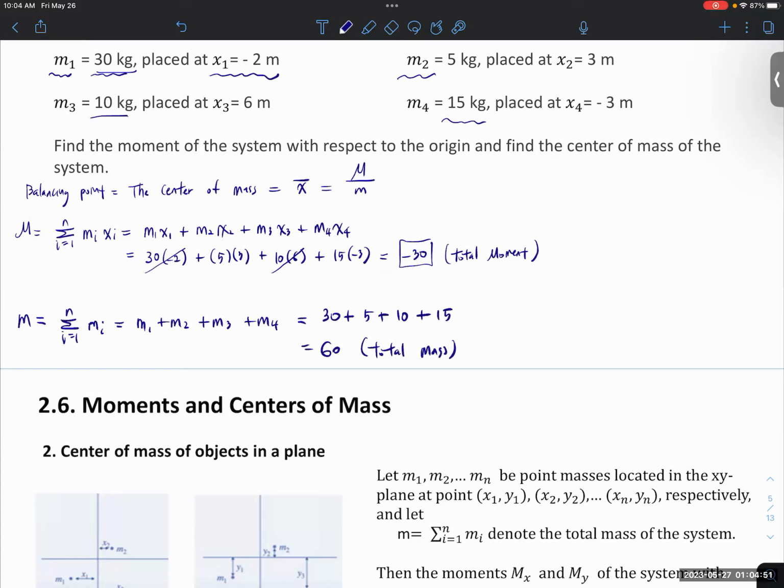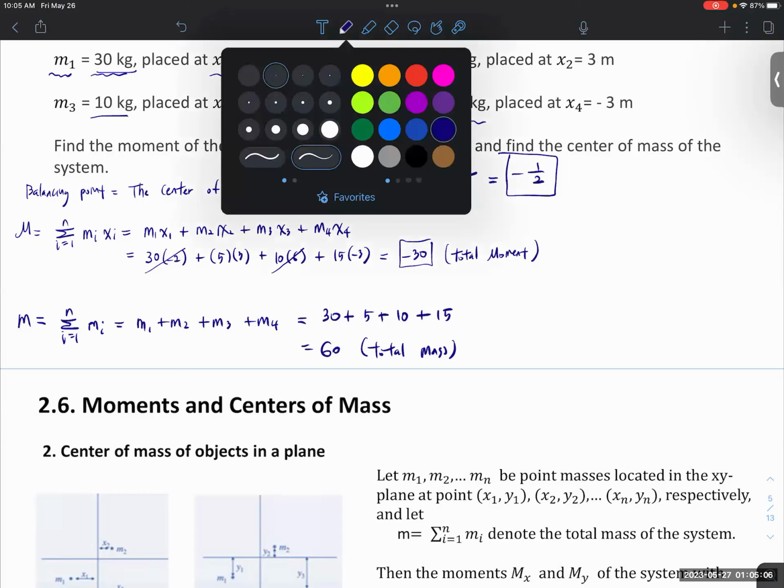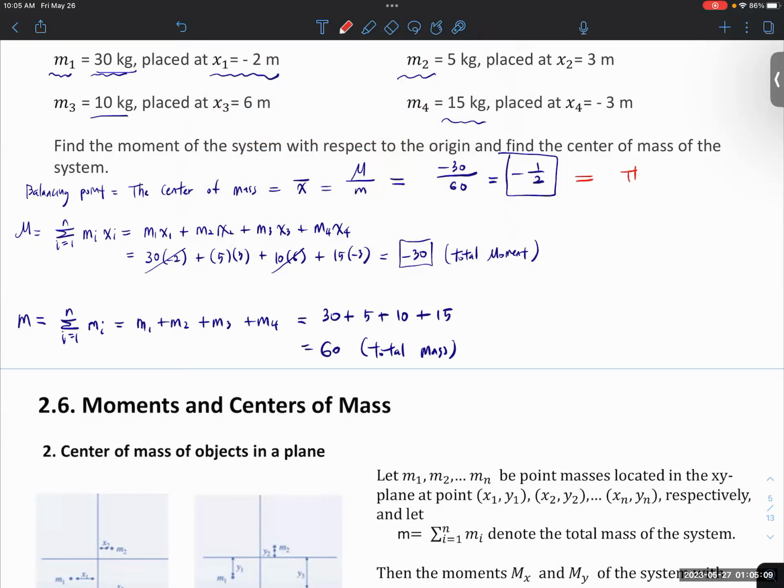So therefore, x bar equals capital M divided by little m. So we have -30 divided by 60, which is -1/2. So what does it mean? We call this the balancing point. I'm going to write a couple of terms. This means the center of mass, or depending on the textbook, some textbooks say this is a centroid, or this is the balancing point.